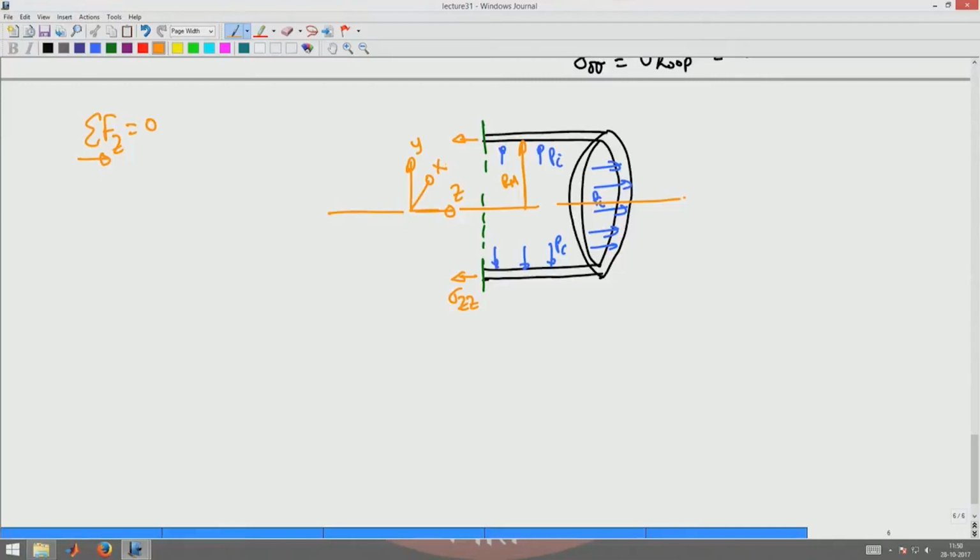So, I write a force equilibrium along the z direction, which will give me sigma zz into the thickness of the cylinder. This sigma zz is going to act over the circumference of the cylinder. That circumference of the cylinder is given by 2 pi Rm. That is, it acts over this entire circumference.